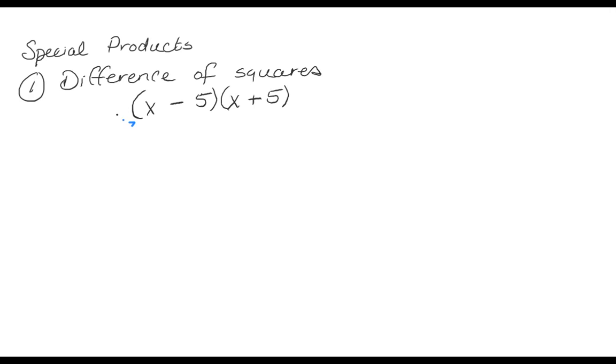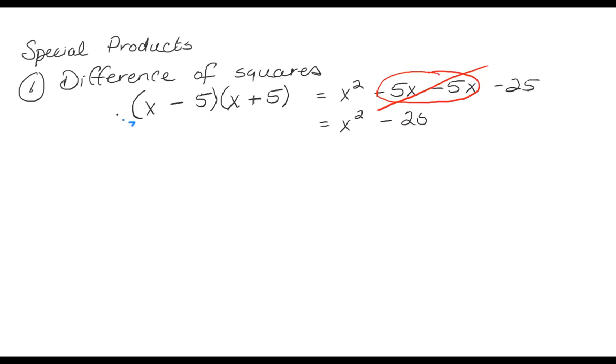When this happens and we multiply this out, we get an x squared plus a 5x minus a 5x minus 25. And those 2 middle terms add up to 0 and cancel each other out. So our net result is just 2 terms. They're subtracted and they are perfect squares. Hence the name, a difference of squares.